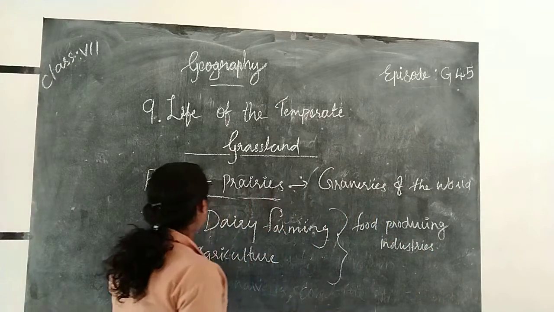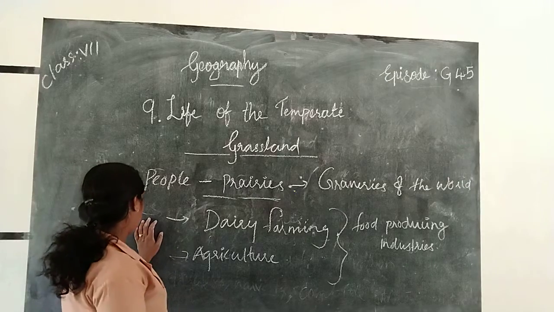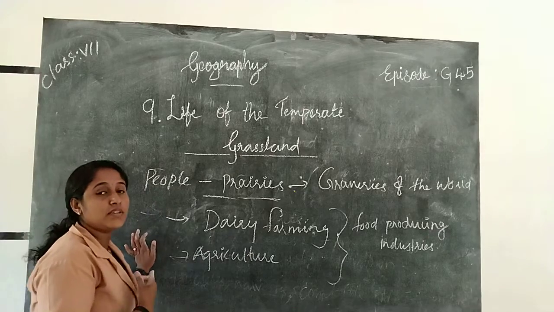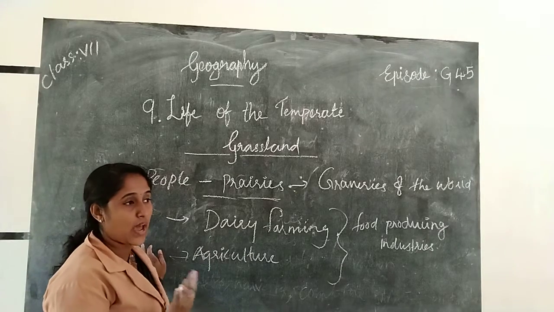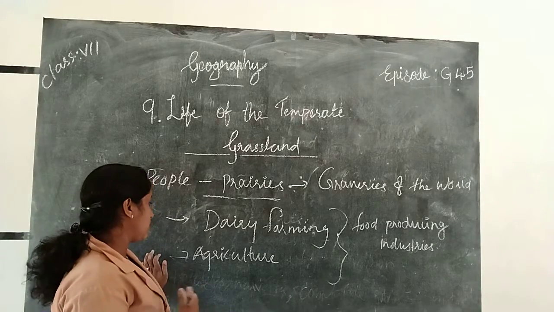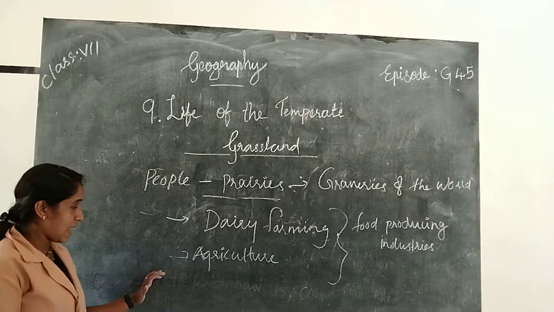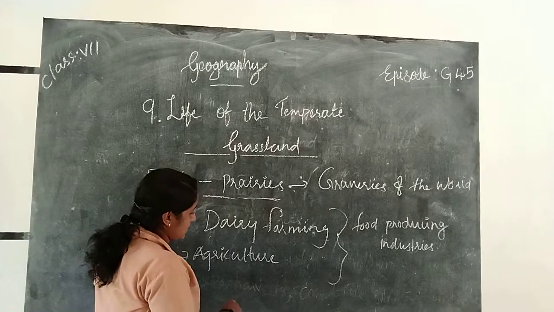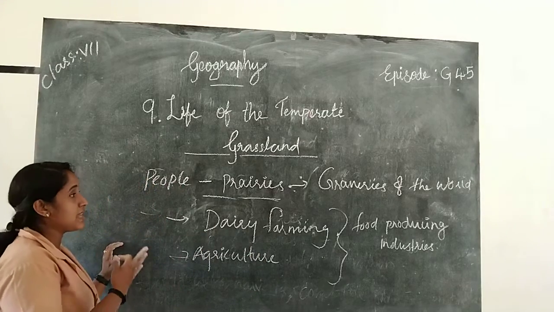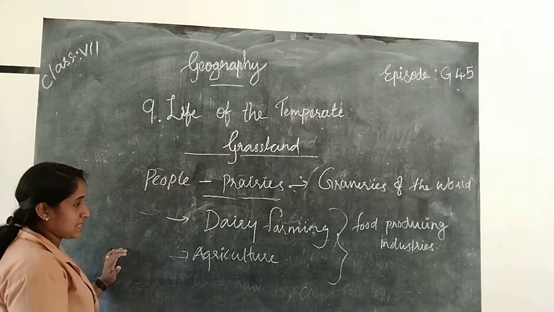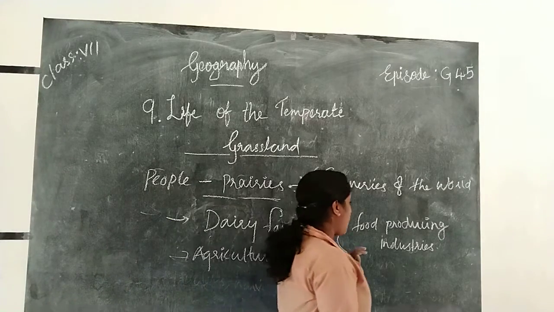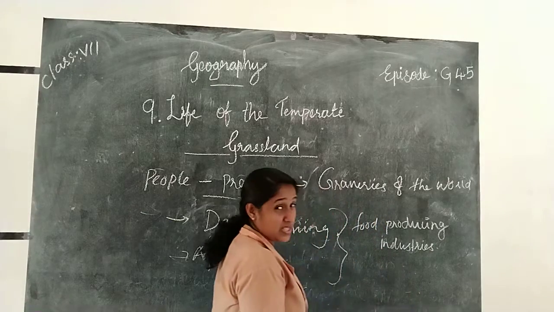Food producing industries. Most of the people are doing agriculture activities. They are using several kinds of technology, scientific methods, tractors, etc., for the growth of crops in their agriculture sector. At the same time, there are industrial sectors. Farming and dairy farming are important in the prairies region. Because of these prairie farms and agriculture, they are food producing industries in their own right.